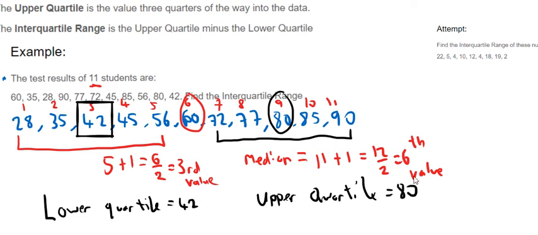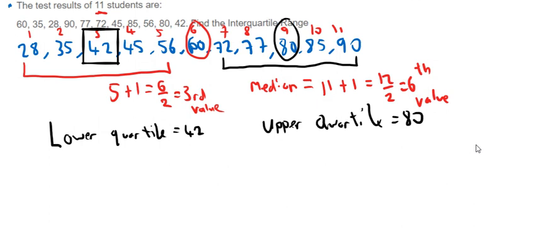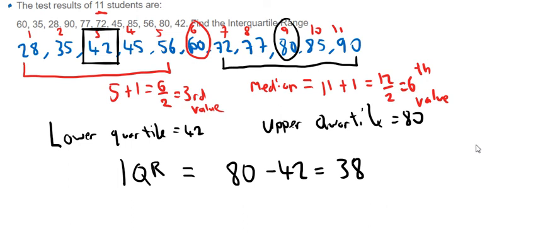And then for interquartile range, I'll just put in IQR for interquartile range. It's just the upper quartile take away the lower quartile. So 80 take away 42, which is 38. So 38 is my final answer there. That has to be the interquartile range.